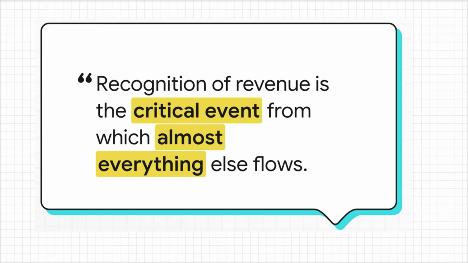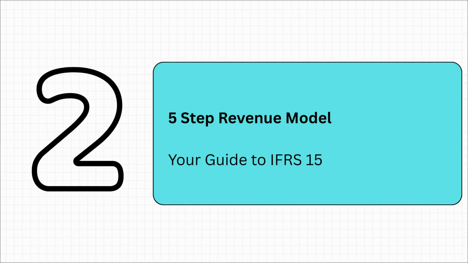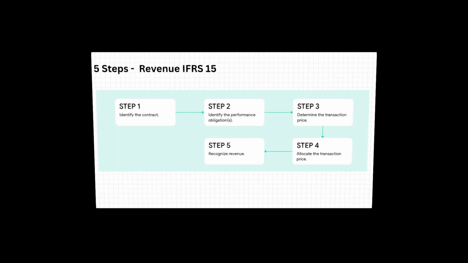But here's the issue. Contracts today aren't always simple. Think about software subscriptions, bundled products, loyalty programs, or construction projects. Recognizing revenue at the wrong time can mislead stakeholders and even cause compliance issues. That's why IFRS 15 exists, to bring consistency through a five-step model, which are: Step 1.